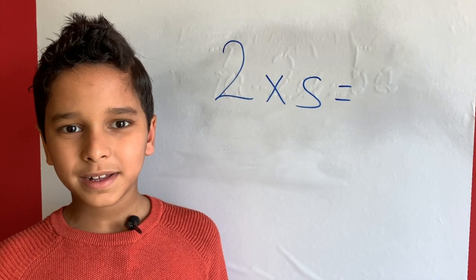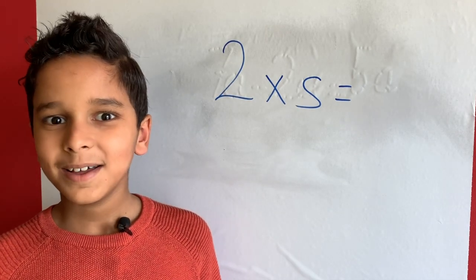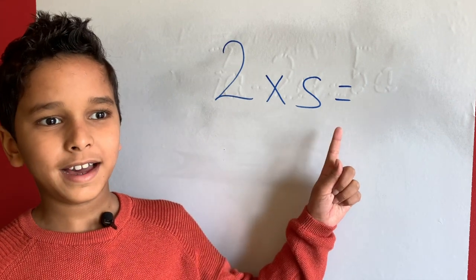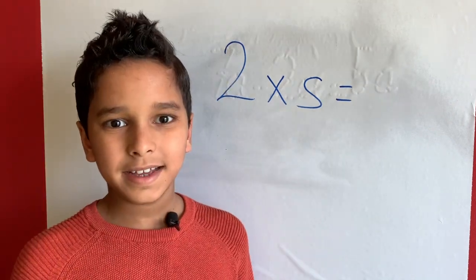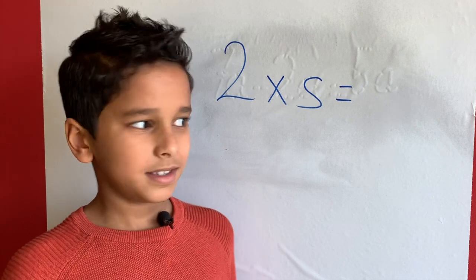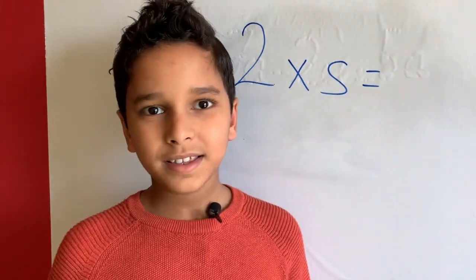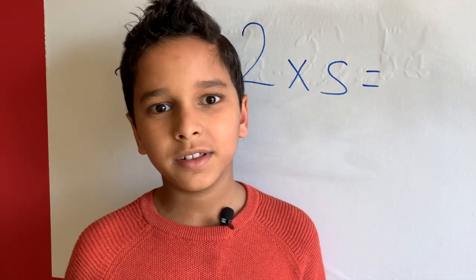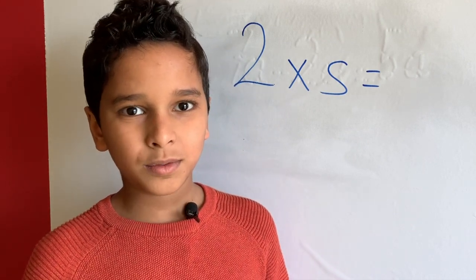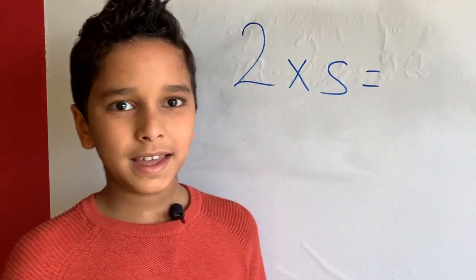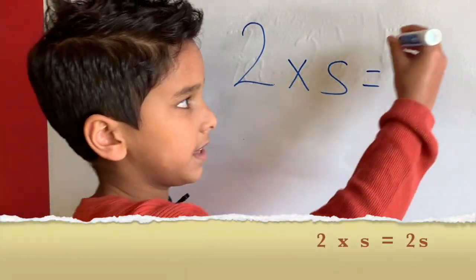Today we will be learning how to multiply and divide algebraic terms. Let's start with multiplication. Here we have 2 times S. Let's say S stands for sweet. If I buy a sweet twice, how many sweets will I have in total? I will have 2 sweets. So 2 times S equals 2S.